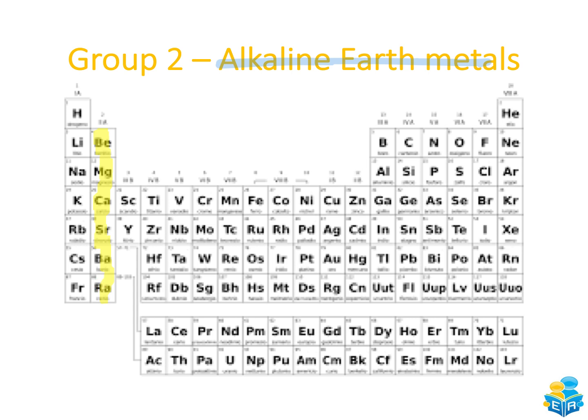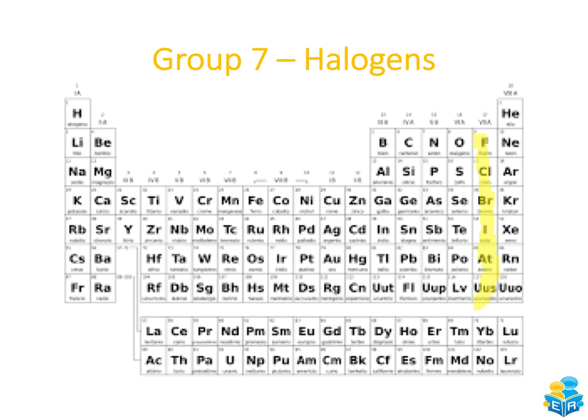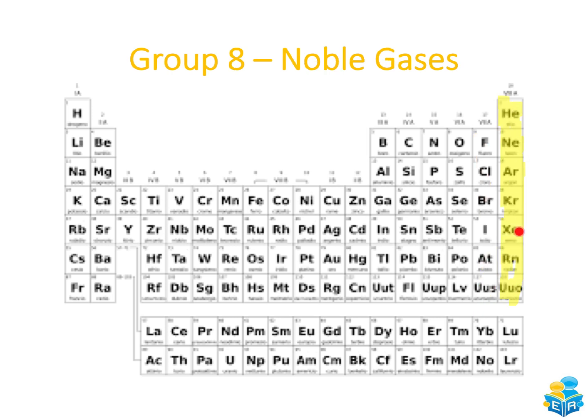We're now actually going to skip over to column 7 and 8. You don't need to know 3 to 6. Group 7 is known as the halogens. Okay, that's all of group 7 down here. And group 8 are known as the noble gases.